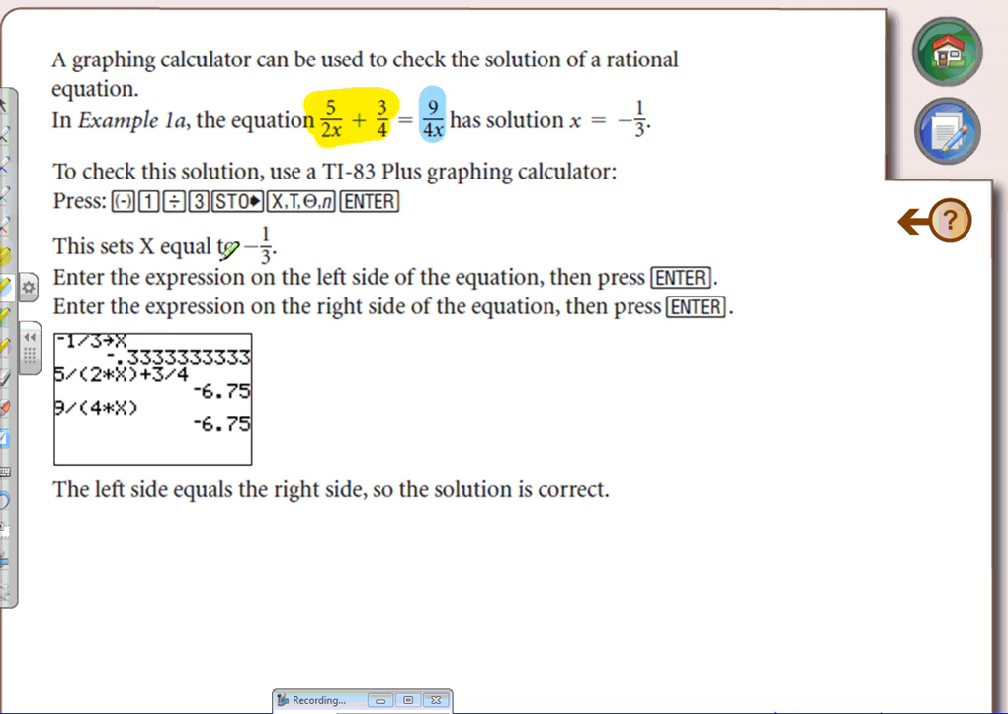Then all you're going to do is plug this into your calculator: 5 divided by 2x, 5 over 2x. Make sure it's in brackets. All denominators, if they have more than one thing, have to be in a bracket, and all numerators as well. Plus 3 over 4. Left side and right side, and you have to make sure that they both come out to the same answer.